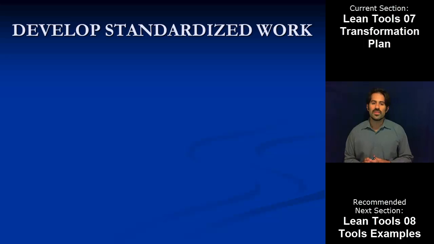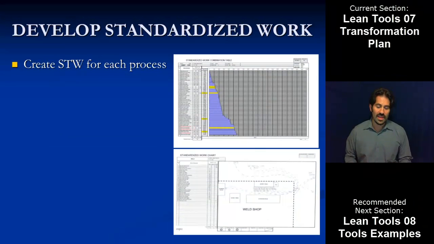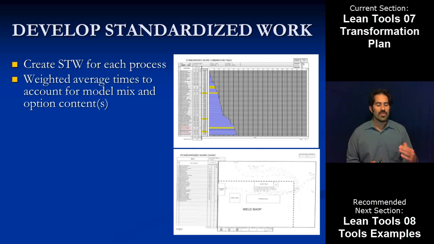Then the next thing we want to do once we get started establishing stability is move into developing our standardized work. And to do that, it's simple. Just create standardized work for current condition for each one of our processes. And really, with this standardized work, we can use weighted average times for a lot of different things, but that's a good way to account for model mix and option content if we have something like a B-type system with a lot of variety.